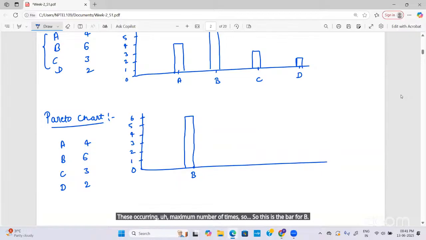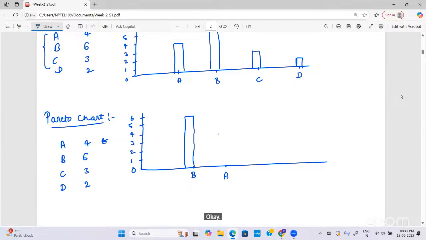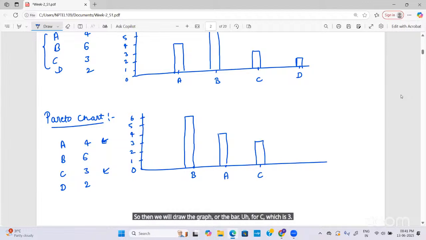Now next we have A. Okay, so after 6 we have 4. So A is occurring 4 times. So then we will draw A, which has the frequency 4. Then we can see after A, C is occurring 3 times. So then we will draw the bar for C, which is 3. Okay, then D, which has the lowest frequency.